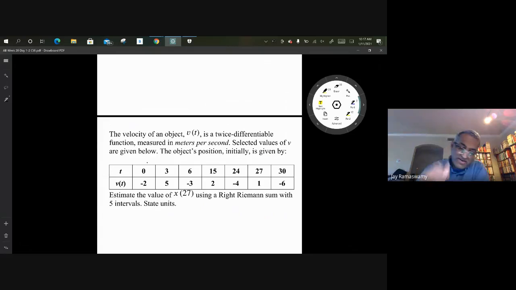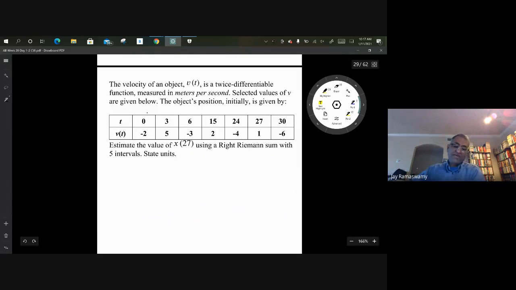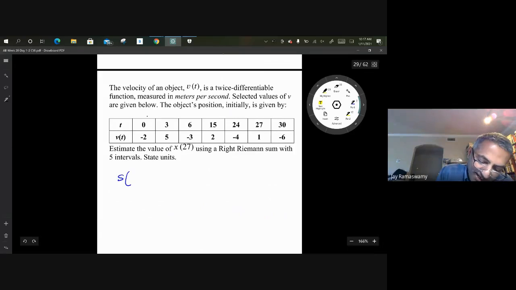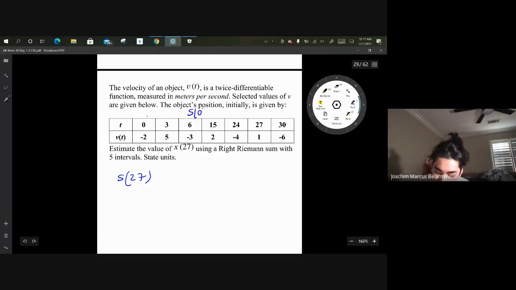Okay. Everybody, stay with me. Do not fall behind. Look at the board, please. It just says estimate the value of x of 27. Remember I said x is nothing but s. They want s of 27. And smart kids, if you remember, didn't they give us s of 0 was -4?